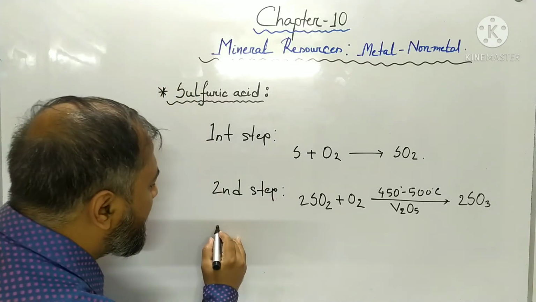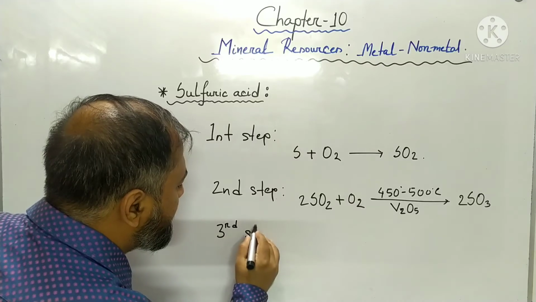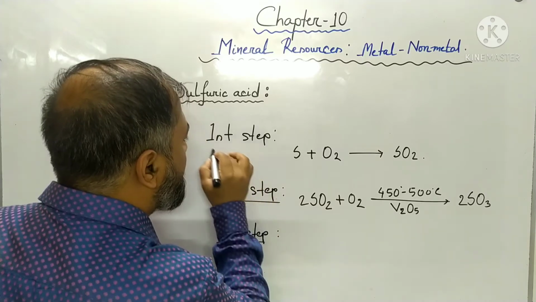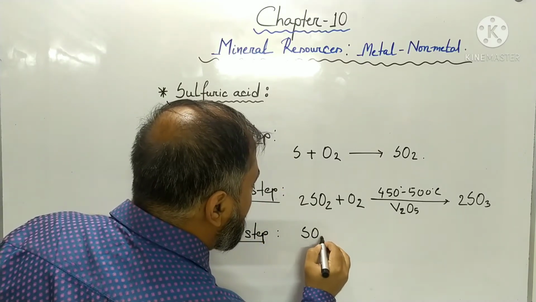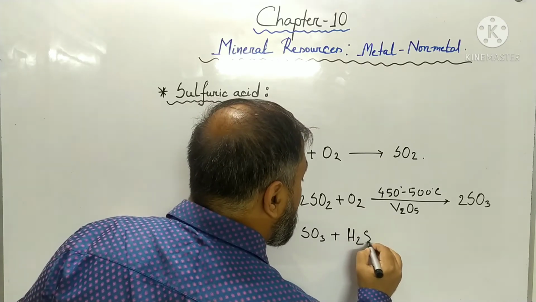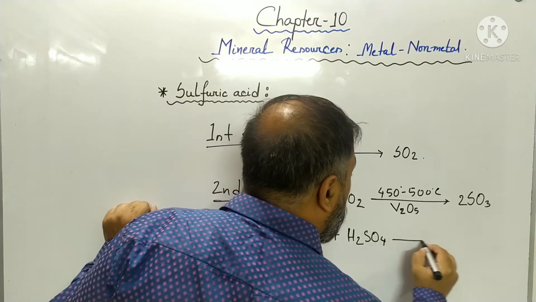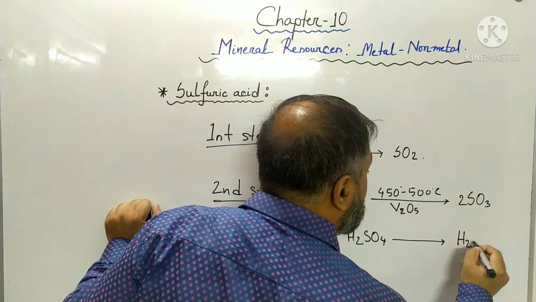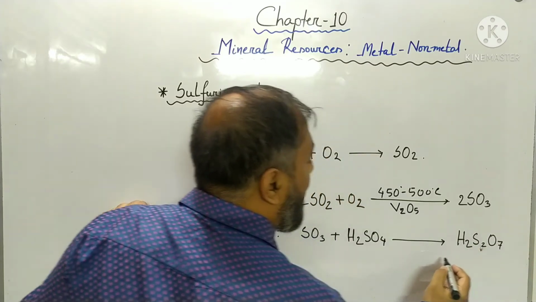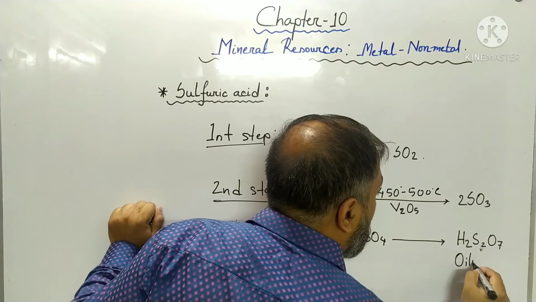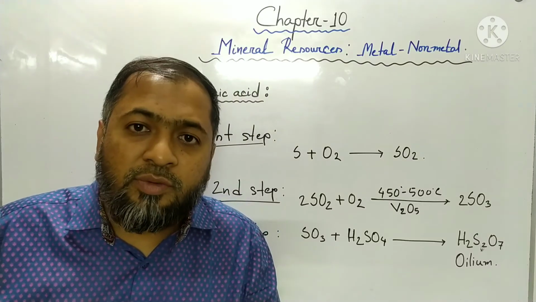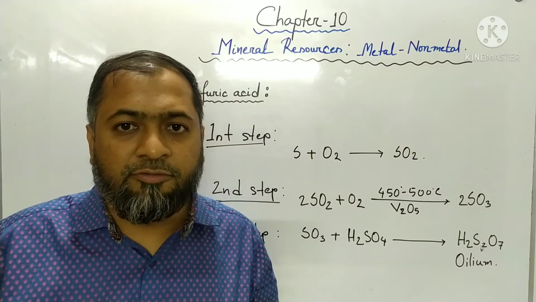Now we can see in the third step, what will we do? We are adding sulfur trioxide to sulfuric acid, and it will produce fuming sulfuric acid. Another name of fuming sulfuric acid is oleum. This is oleum. Then we slowly add water to oleum and prepare the sulfuric acid.